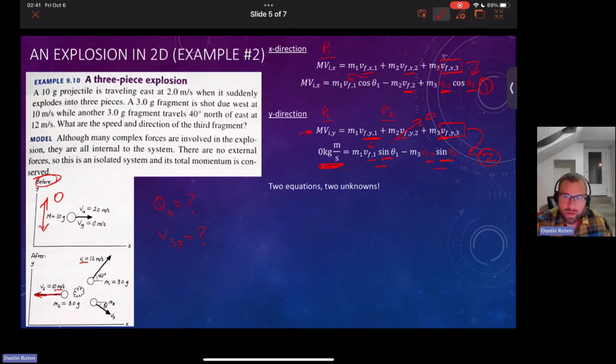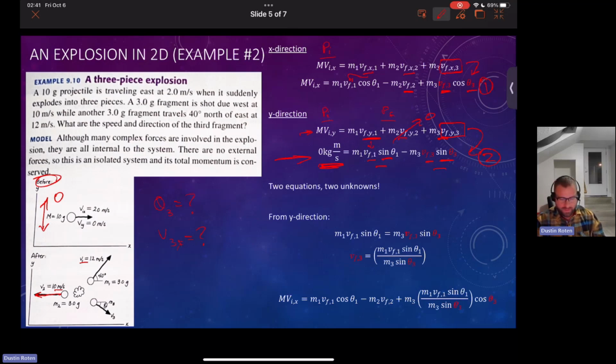Okay, so I'm going to take this equation in my y direction, and I'm going to solve for the final velocity, v final 3, my unknown velocity. So I've identified it here. Now I'm just going to do some simple algebra to get it by itself. I'm going to divide both sides by the mass of the third object and that unknown angle. And then, in one algebra step, I've isolated the final velocity of the third piece of the object.